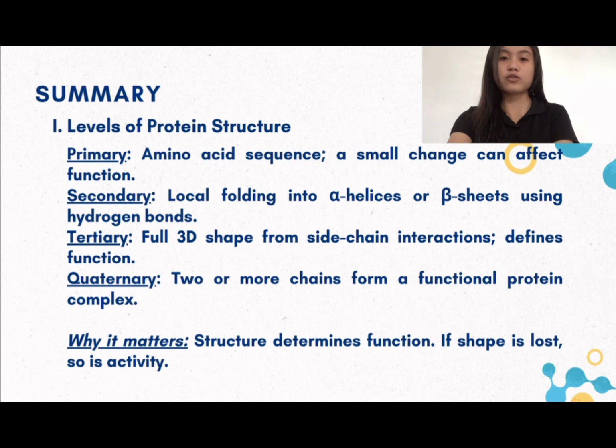So this involves local folding into shapes like alpha helices and beta sheets, and they are held together by hydrogen bonds. Next is the tertiary structure. So this is the full 3D shape formed by the interactions between side chains. So this is where the protein becomes functional. And finally, we have the quaternary structure. So this happens when two or more chains come together to form a complete working protein.